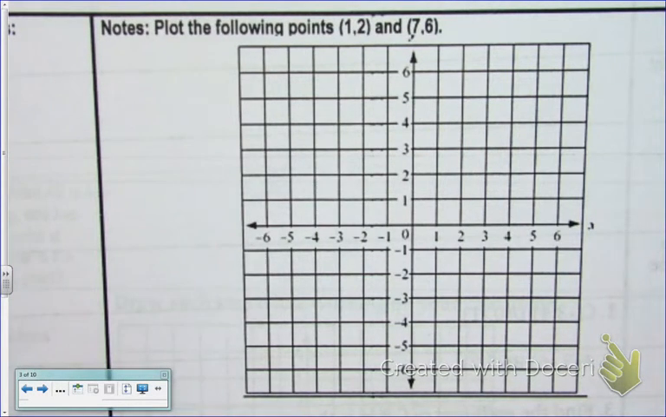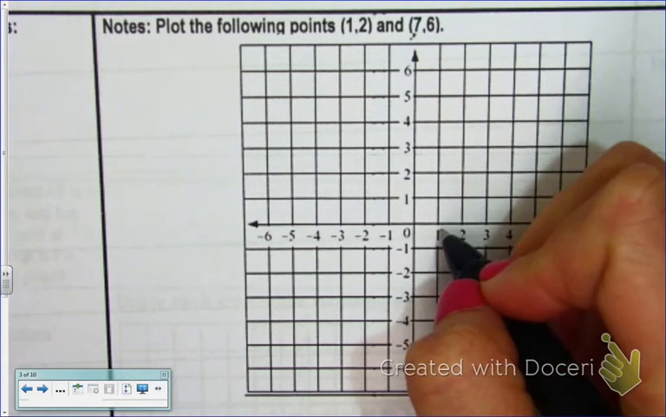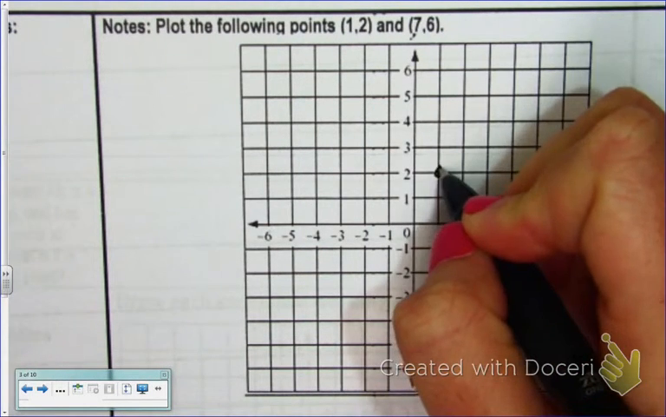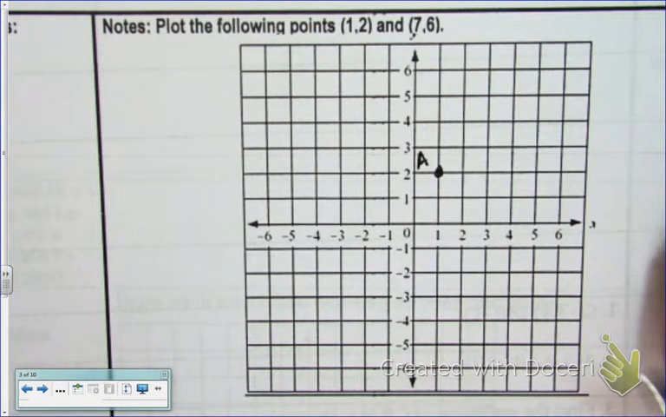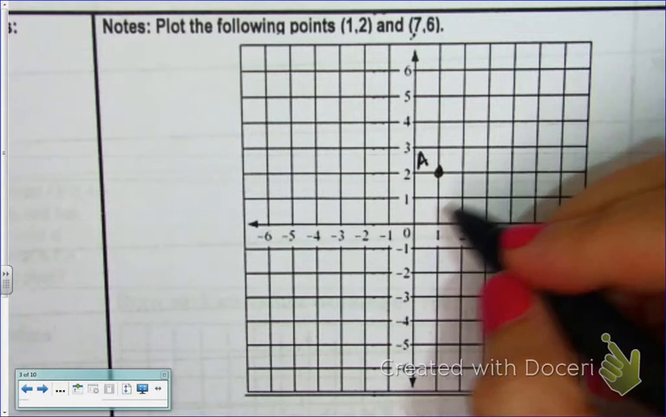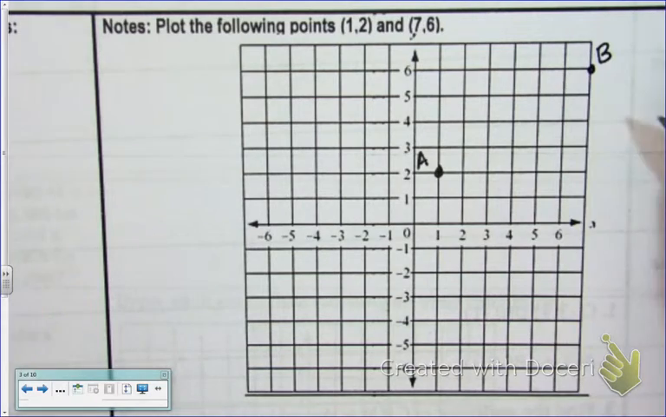So the first thing we're going to do is plot my (1, 2). So I go over 1, up 2. Normally with Euclidean geometry, we can label that point A. And then we're going to plot our (7, 6): over 7, up 6. We plot it with a capital letter B.